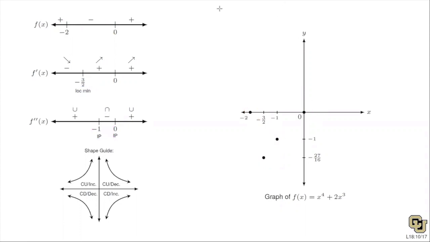So now we just want to fill in the shape in between. So here, up to -2. Look, it's positive, then decreasing, but concave up. Actually, if you look, it's actually positive, then it's negative, but it's concave up and decreasing up to -3/2. So here, up to -3/2 here. You can see what happens.